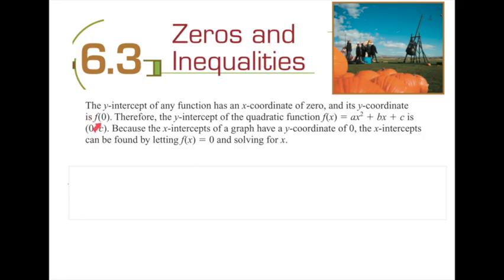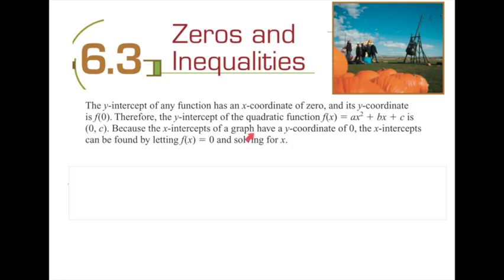That means when you plug in a 0, you will get what your y-intercept is. Therefore, the y-intercept of the quadratic function, ax squared plus bx plus c, is always (0, c). So when it's in standard form, you can jump straight to your y-intercept, because if you plug in a 0, this is going to 0 out, this is going to 0 out, and you're left with just your constant. So that's why your y-intercept is always (0, c).